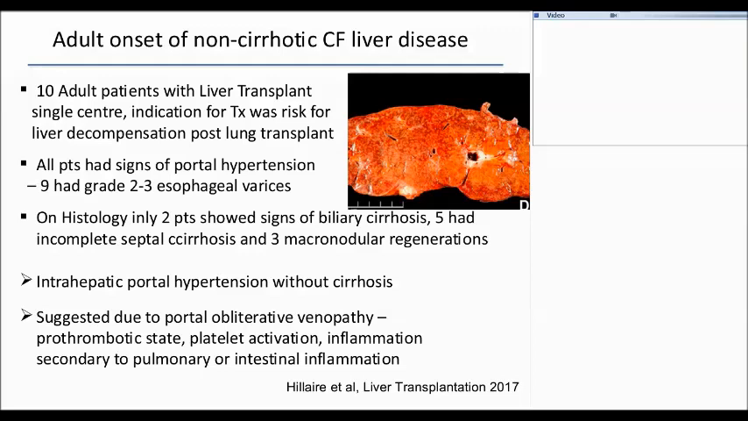Could there be a different pathway? The way it looks with portal hypertension without cirrhosis, this could be due to a venopathy, which would be obliterative, and could be due to the fact that all CF patients have an increased prothrombotic state because of the inflammation and increased platelet activation. Or could it be an inflammatory response secondary to pulmonary or intestinal inflammation? I thought that was pretty interesting, going away from ductal disease to more vasculitis disease as a risk for developing CF liver disease. And that would certainly change our thinking.